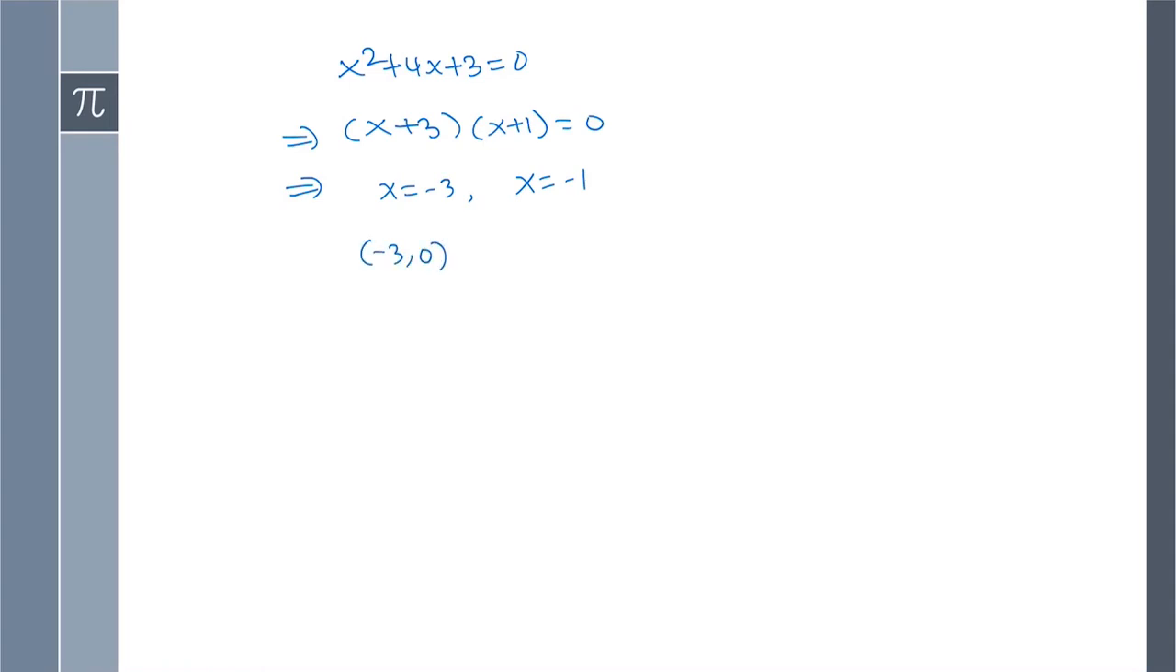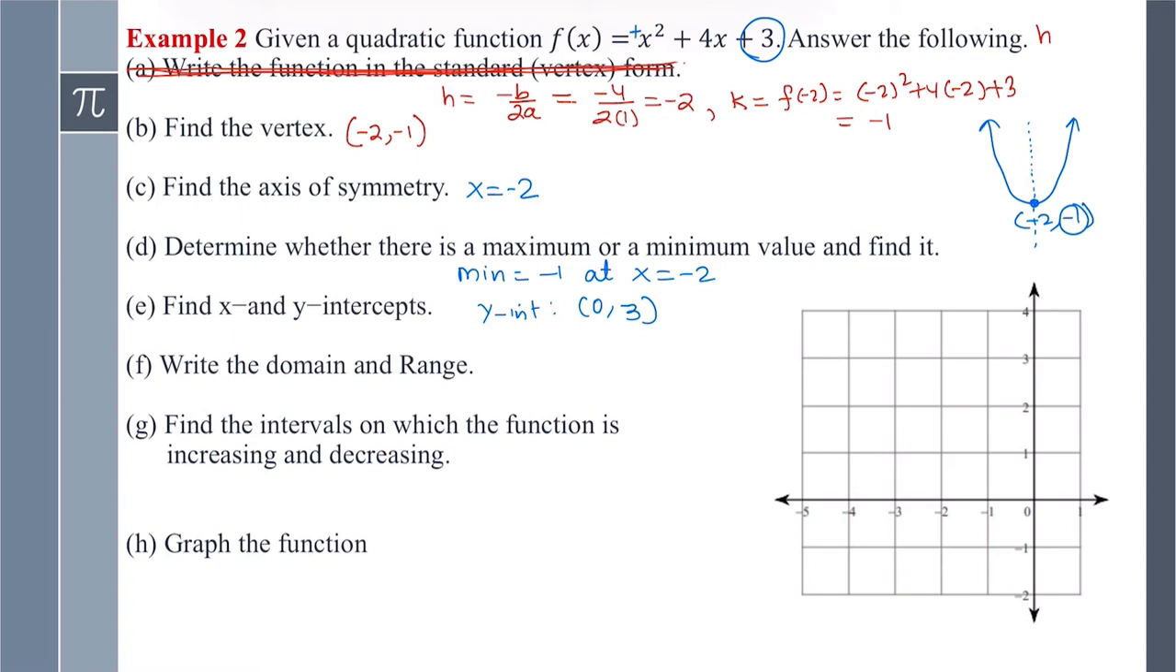So we have x squared plus 4x plus 3 equals 0. So we're trying to find the x-intercepts. So that means we are going to factor this. So you can factor this as (x plus 3) times (x plus 1) equals 0. And that gives us x equals -3 and x equals -1. So the coordinates of the x-intercepts are -3, 0 and -1, 0. So that's what we are going to put here. So the x-intercepts are -3, 0 and then -1, 0.